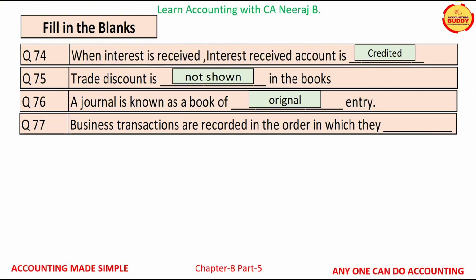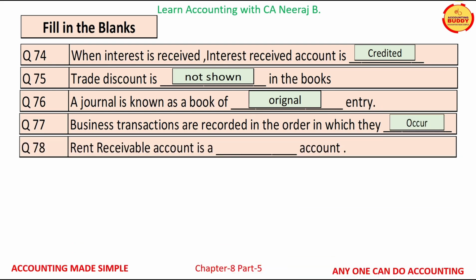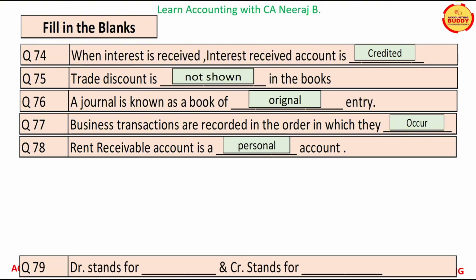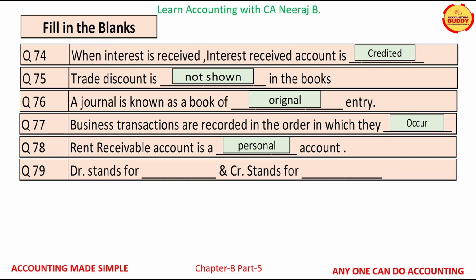Question number 77: business transactions are recorded in the order in which they dash. The correct answer is in which they occur. Question number 78: rent receivable account is a dash account. The correct answer is personal account. Question number 79: DR stands for dash and CR stands for dash. The correct words are debit and credit.